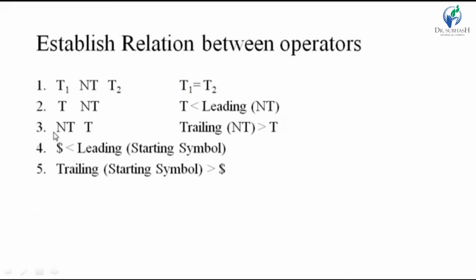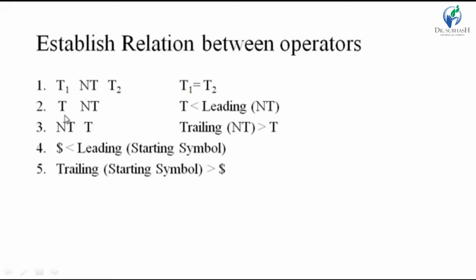After finding the leading and trailing, you have to establish the relation between operators. How can you establish the relation between operators? If you have terminal, non-terminal, terminal, then the relation between these terminals is equal.